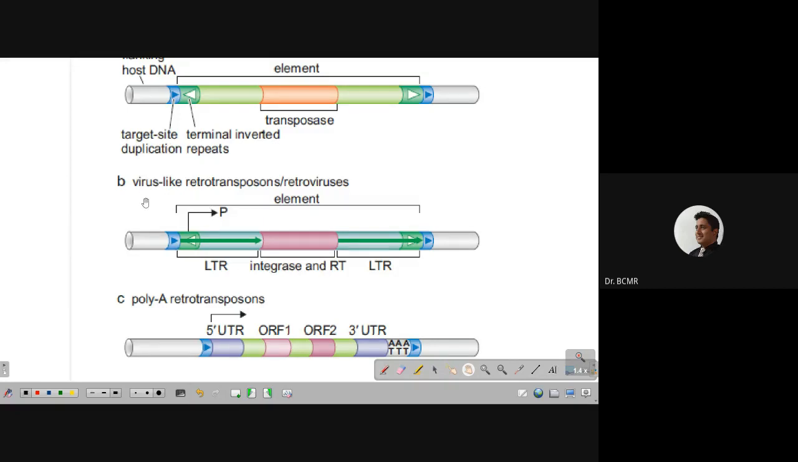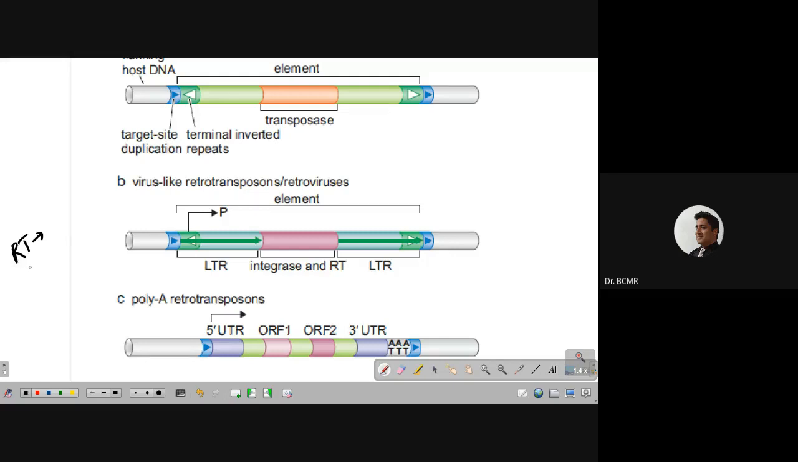So the second category of transposons is called virus-like retrotransposons or retroviruses. They are similar to, or many viruses also involve, similar ways of replication. So there is a long LTR, long terminal repeat. There is a gene for integrase and a gene for reverse transcriptase. RT is for reverse transcriptase. I hope you remember what reverse transcriptase is. Reverse transcriptase is an enzyme.